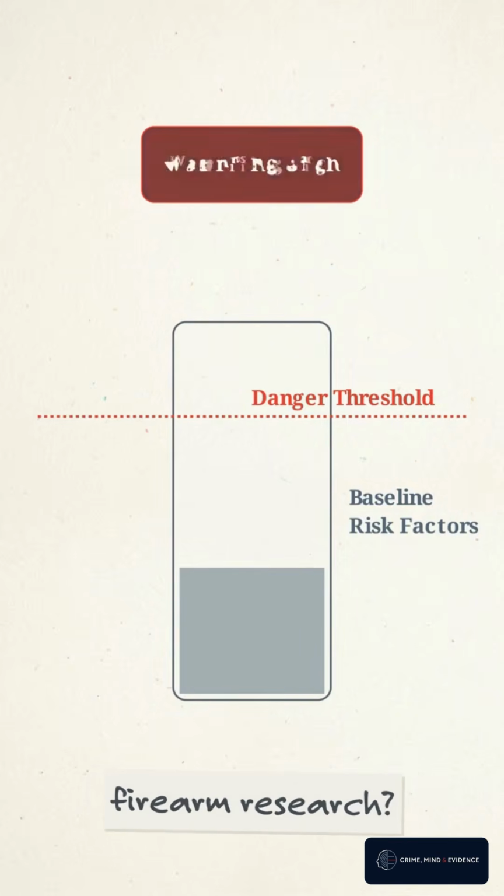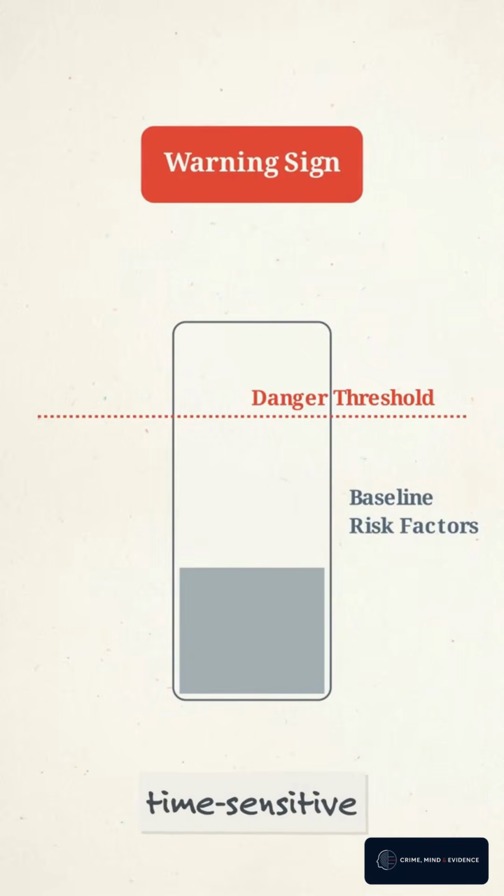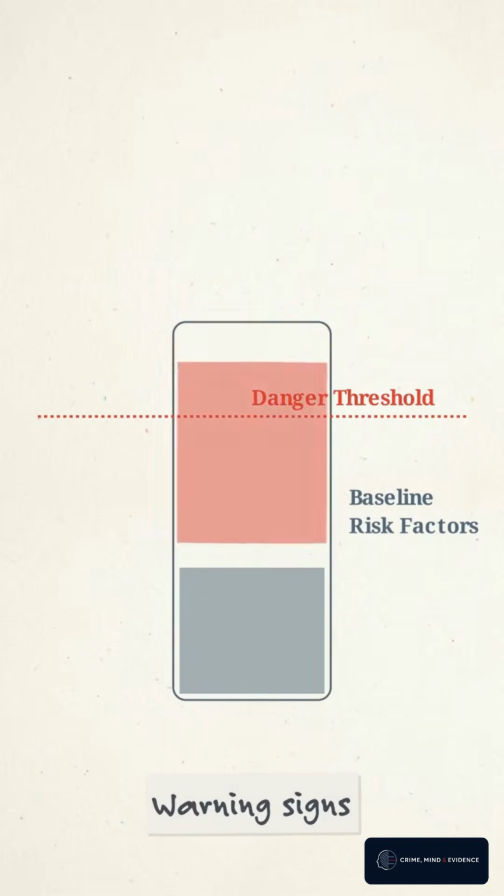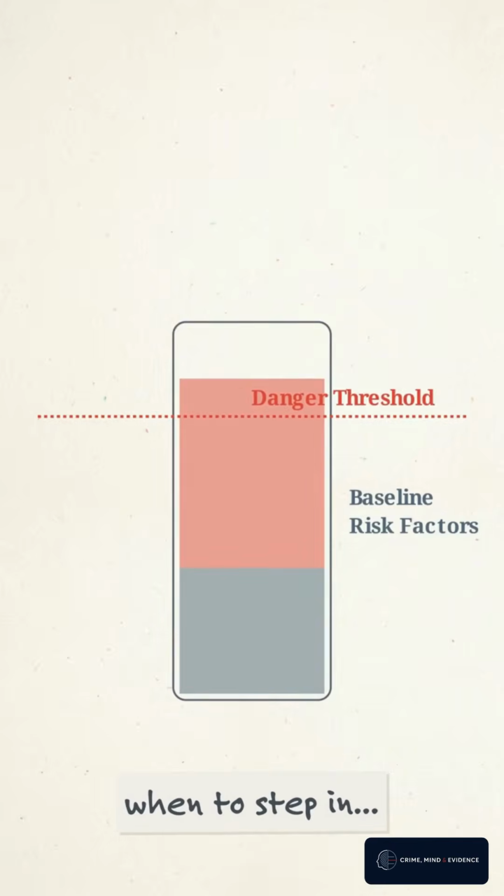But that sudden firearm search, that shows active, time-sensitive preparation. That is a warning sign, a dynamic behavior that demands immediate intervention. The two work together. Warning signs dictate exactly when to step in, while the underlying risk factors determine how dangerous the situation is, because the baseline is already elevated.